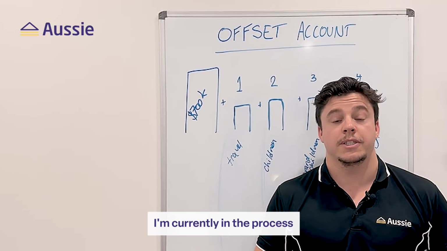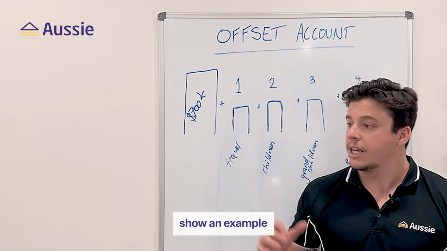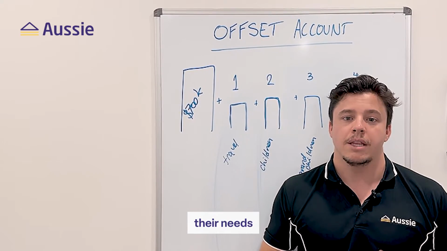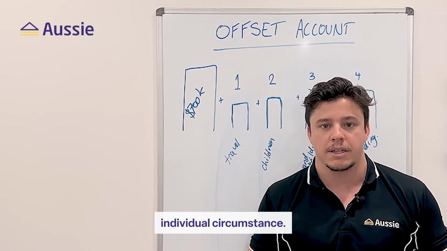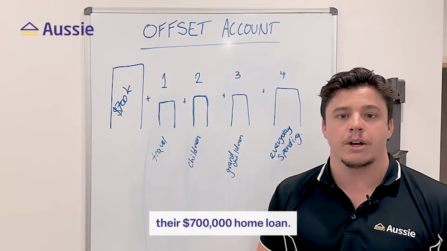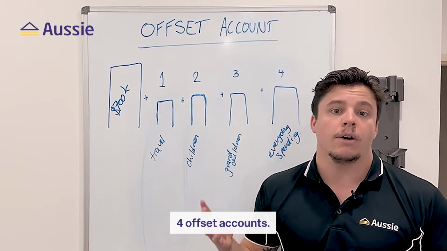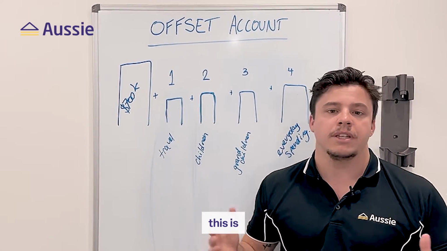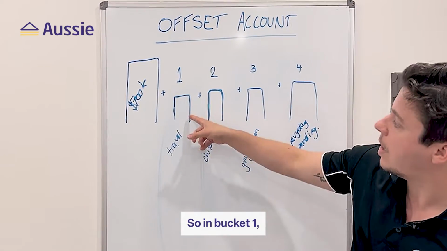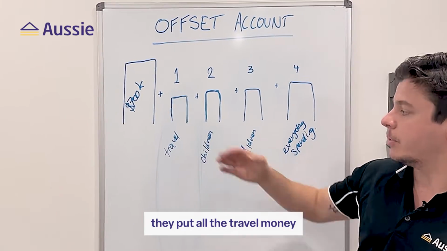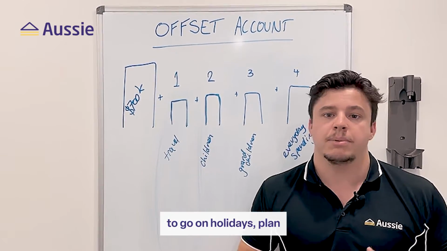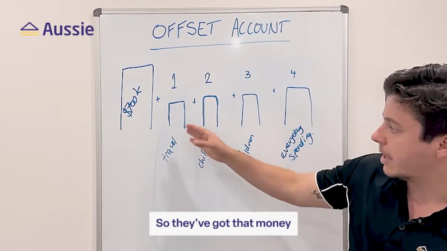I'm currently in the process of assisting some clients, and I thought I would show an example of how they're utilizing offset accounts to best suit their needs and their individual circumstance. Now, what these customers have done is that they have, again, their $700,000 home loan. However, they've requested 4 offset accounts. And the reason for this is so they can pool their money into different kinds of buckets. In bucket 1, one of their offset accounts, they put all the travel money that they want to save up. So that allows them to go on holidays, plan for future holidays. So they've got that money in that offset.